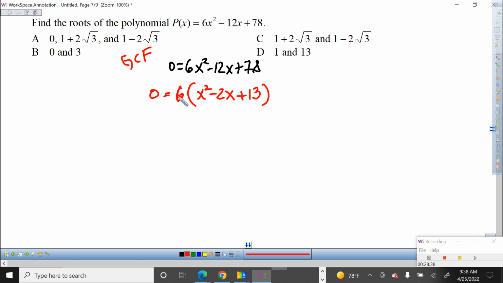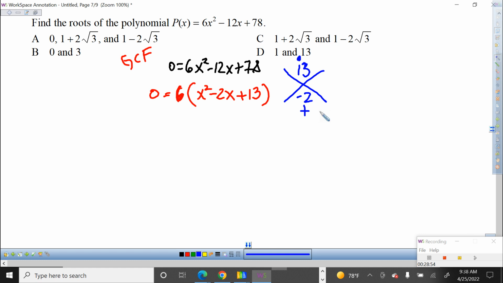All right, so we're still not done because we still need to factor this. Can we factor this anymore? Let's find out. 13, negative 2. So we need two numbers that multiply to give us 13, and when you add them give us negative 2. Are there any? No.